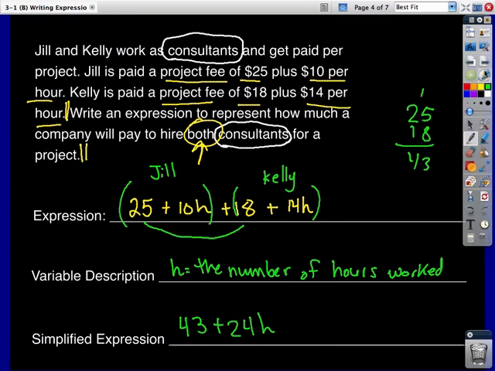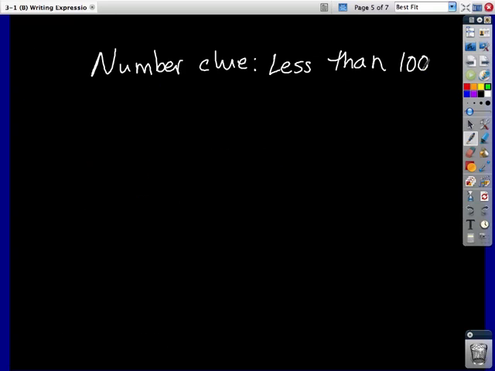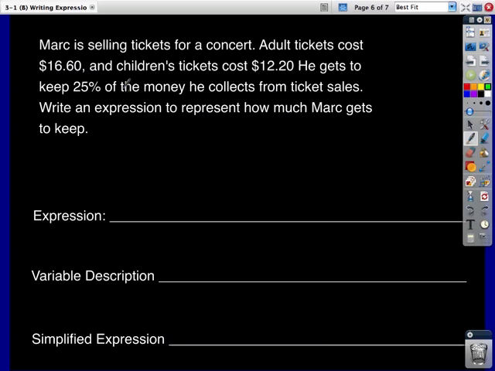Let's do one more quick example. Before that, though, your number clue is less than 100. Good luck. That's your second clue. Okay. Mark is selling tickets for a concert. Adult tickets cost $16.60, and children's tickets cost $12.20. He gets to keep 25% of the money he collects from ticket sales. Write an expression to represent how much Mark gets to keep. This one's just a little bit different.